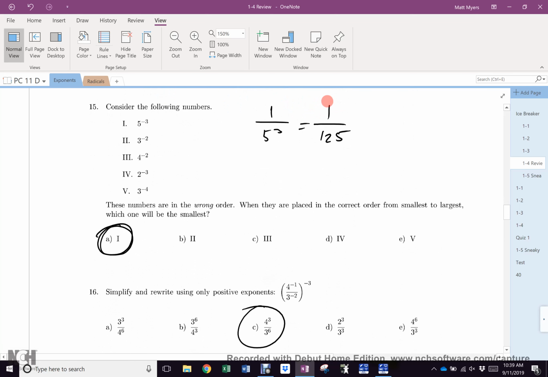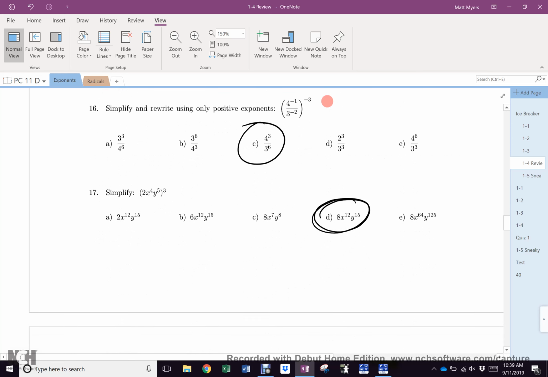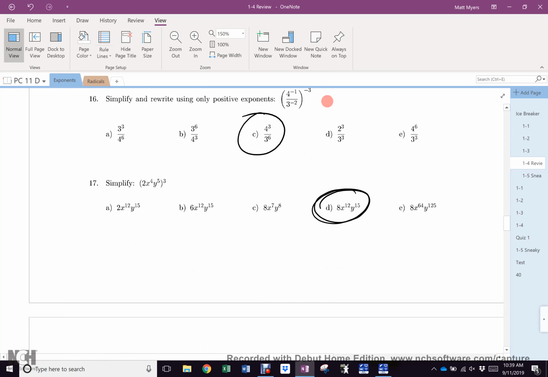There is 15 and 16. We are good. And there is 17. Yes, Gravir. I'm sorry, what? Okay.